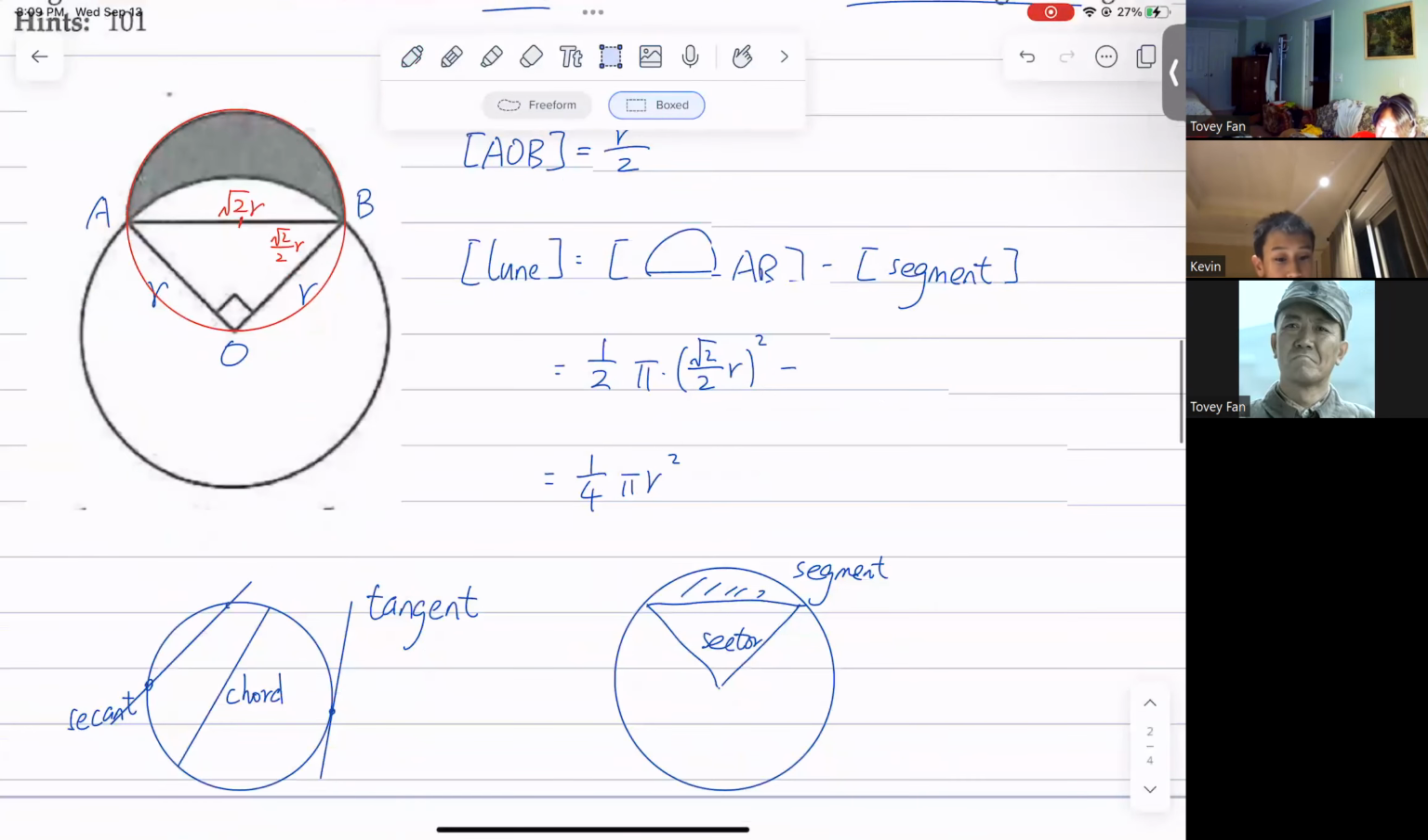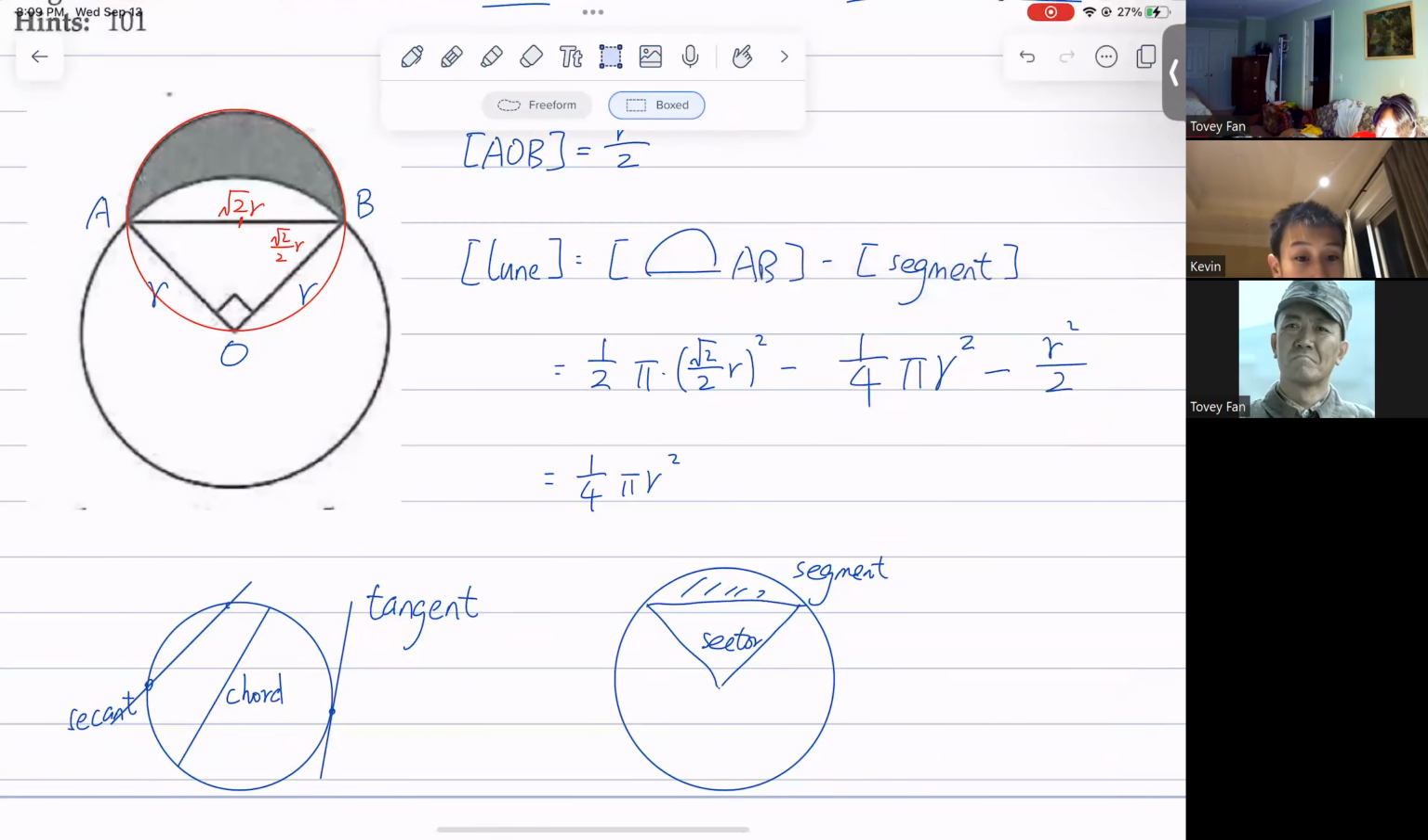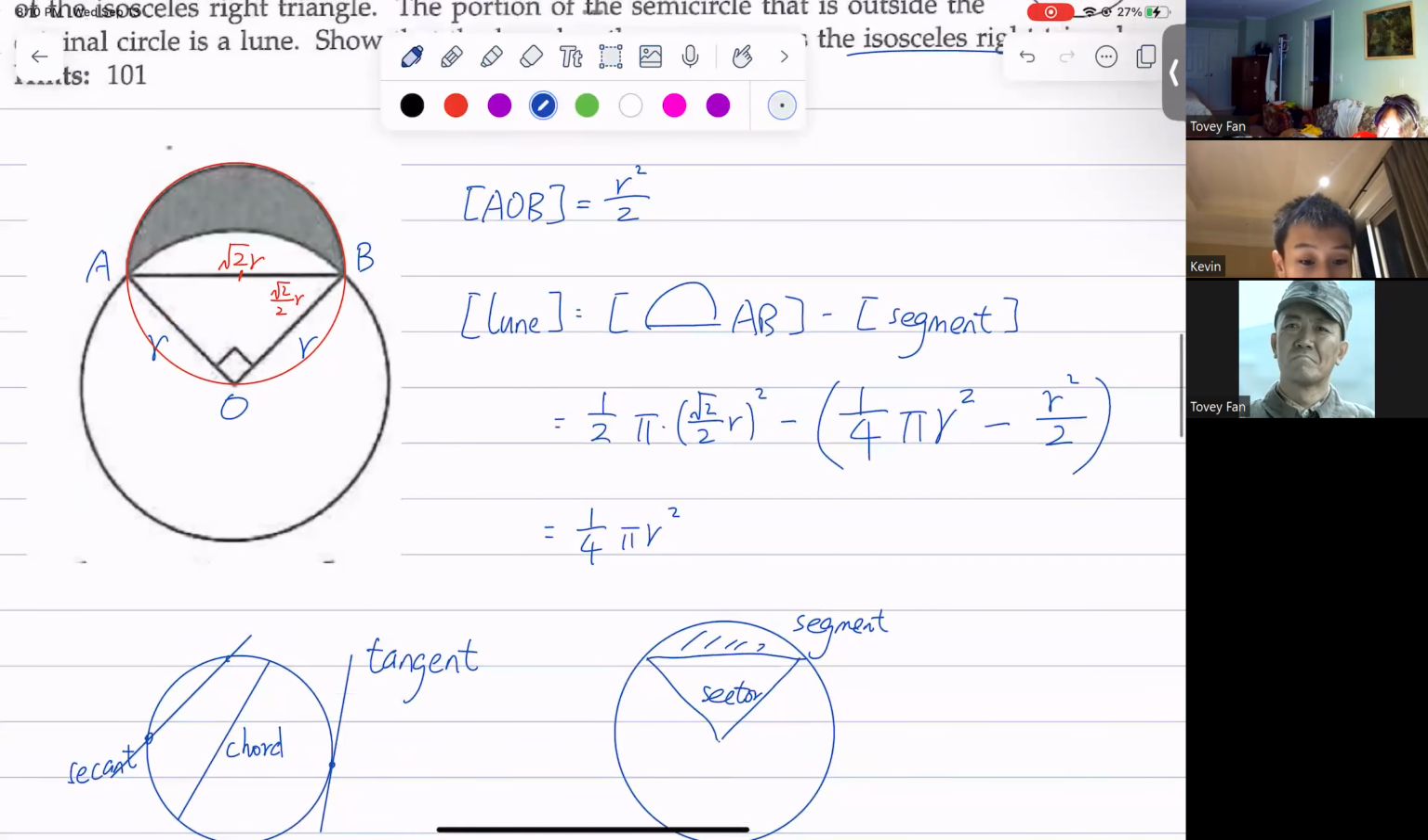Let's put it back here, put a bracket on. So now we can find the area of the lune, right? Can you find it for me?